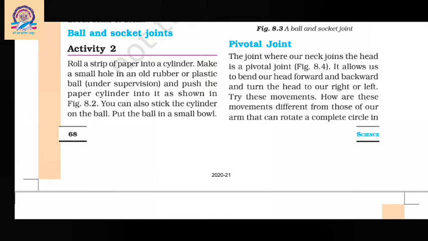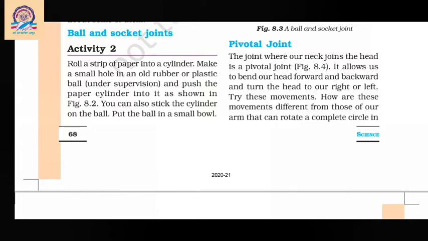Welcome back to the second part of chapter 8, body movements. In the previous part we have already seen different types of movements, what joints are, and what bones are. Today we are going to start with different types of joints, in which the first joint is the ball and socket joint. As the name suggests, there will be one ball and one socket.